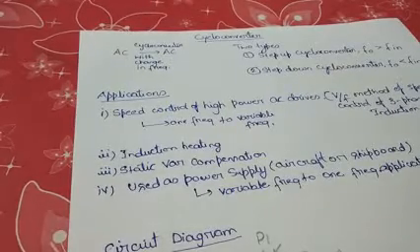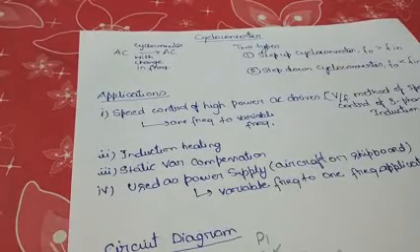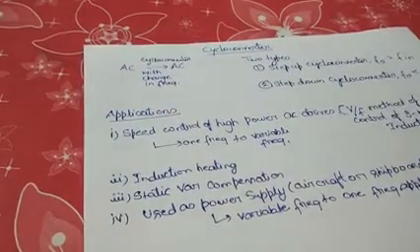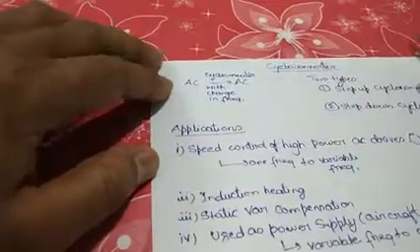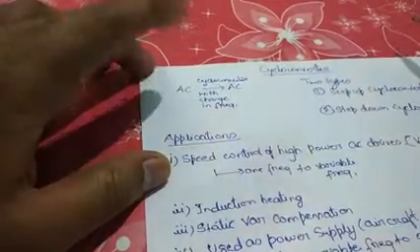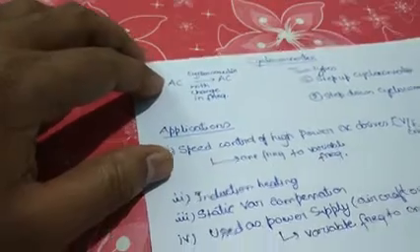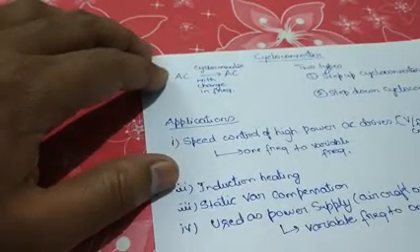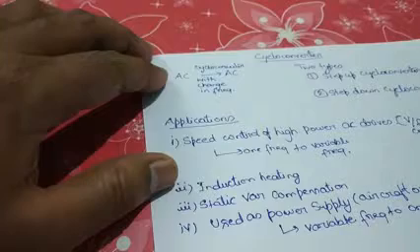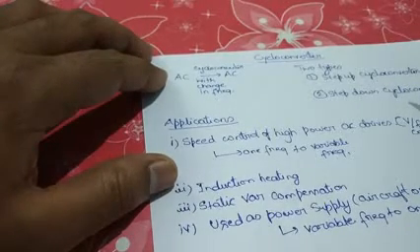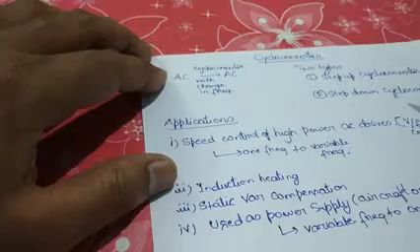Good morning. So today's topic is Cyclo Converter. Basically, a Cyclo Converter is a device which converts one AC into another AC with a change in frequency. Okay. So we can convert a variable frequency into one frequency, or we can also convert one frequency into variable frequency as per our requirement.